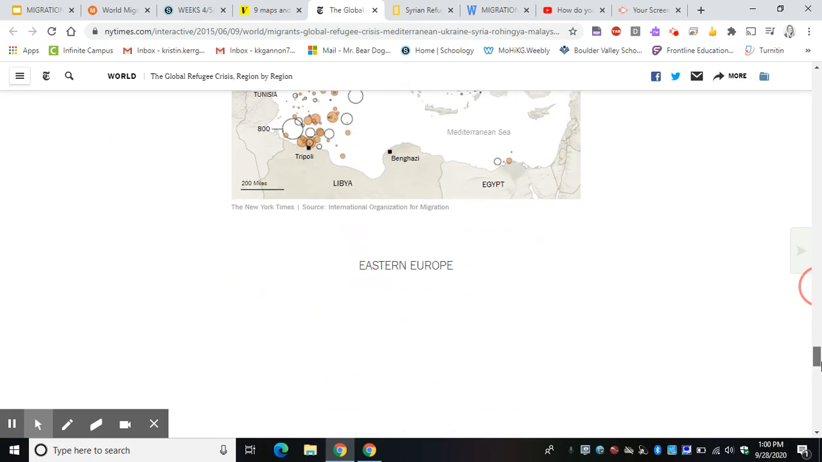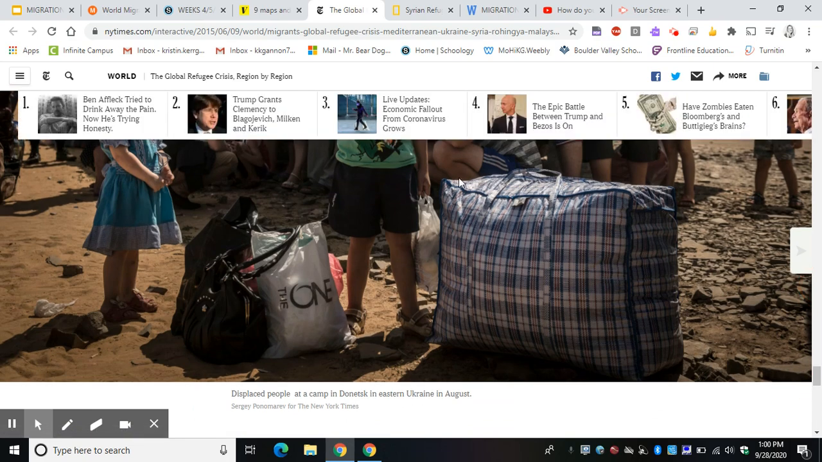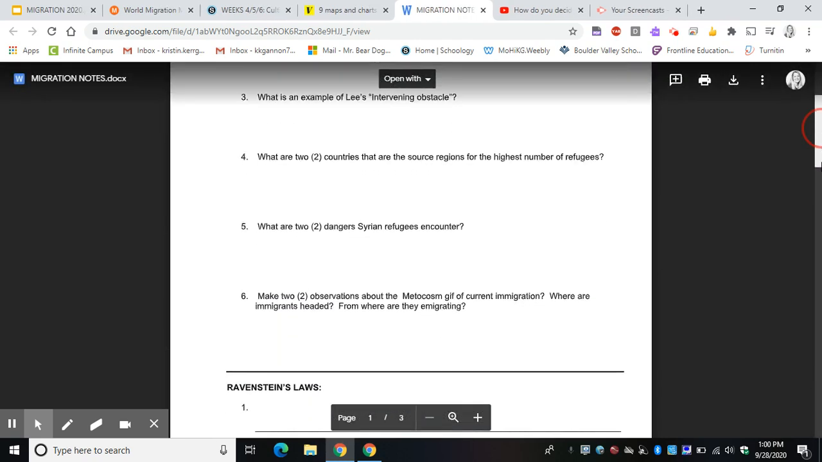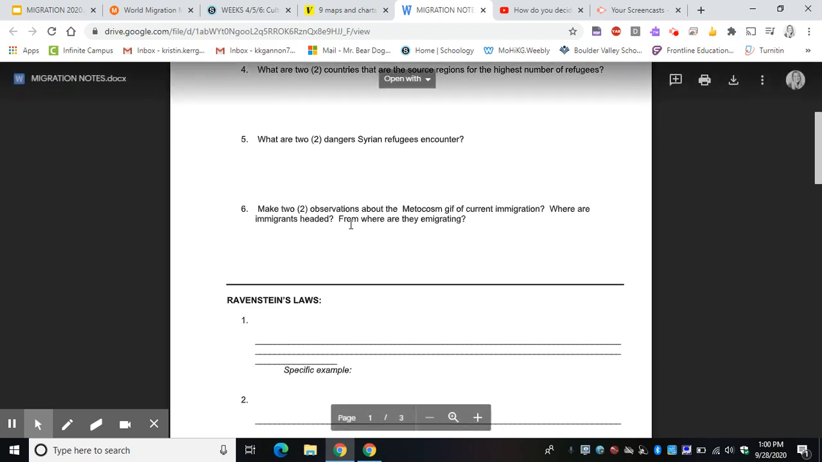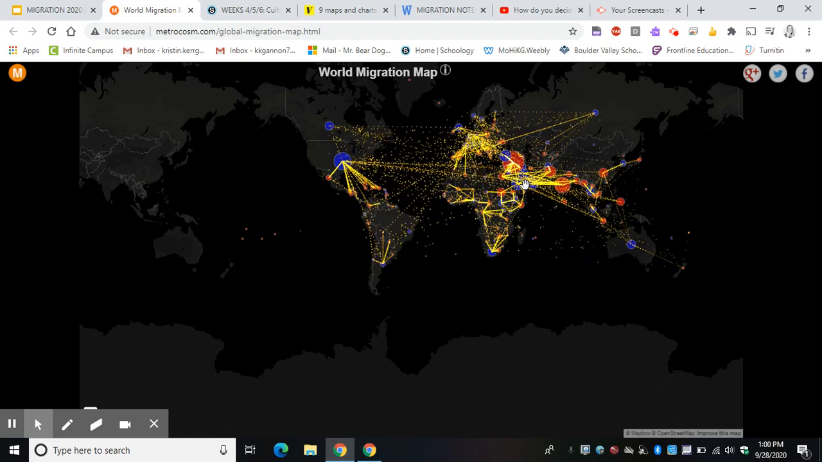So with the refugee crisis around the world, we have lots and lots of people that are trying to escape and find safety in other countries. And what they may run into is that other country won't let them in, which is going to be about the movie that you're watching a little bit later. So we've done number 4, we've done number 5. What are 2 observations about that Metrocosm GIF that I was showing you? I think some observations I see is there seems to be a trend to move north, and there seems to be a trend to move from places that are in economic and political disarray and moving towards places that are more stable.